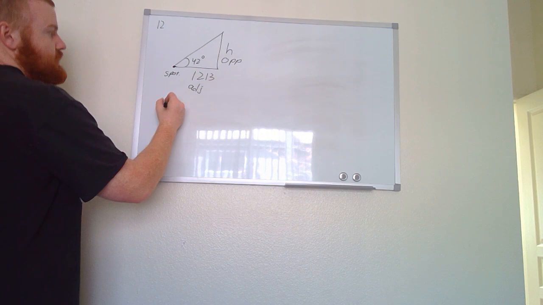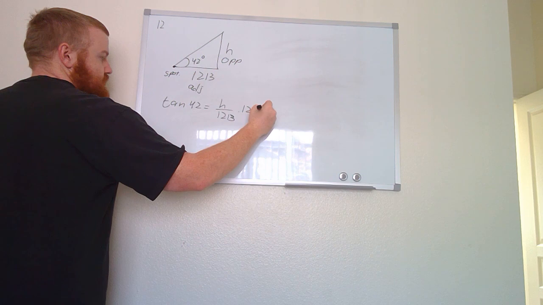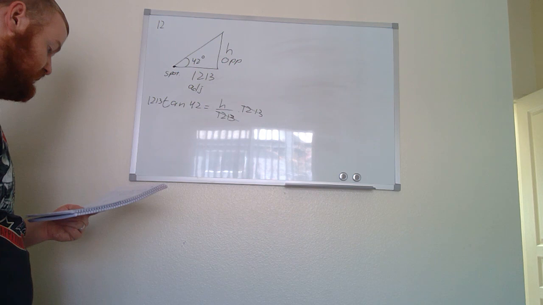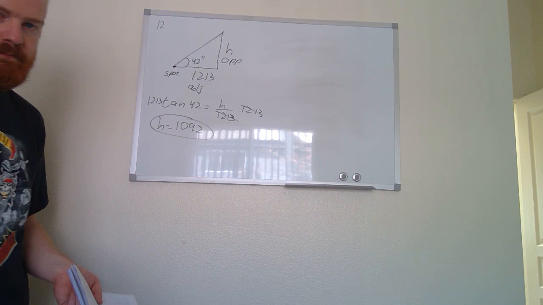So tangent of 42 equals opposite, which is h, over adjacent, which is 1,213. And we multiply by 1,213. So 1,213 times the tangent of 42, we go to the calculator, and we get that the height is approximately 1,092. And so that's what our answer is going to be there.